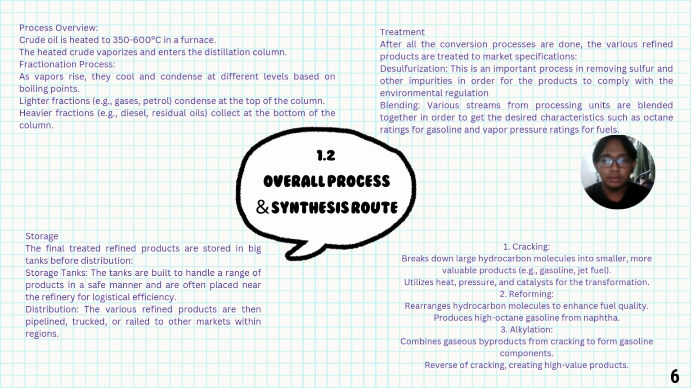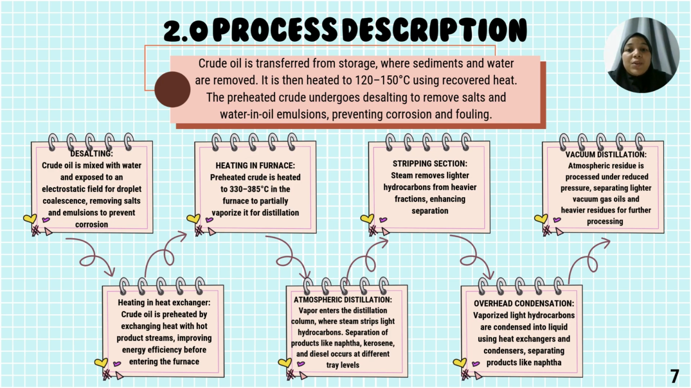After all of the treatment, the final stage is storage. In the final stage, the treated refined products are stored in big tanks before distribution. The storage tanks are built to handle a range of products in a safe manner and are often placed near the refinery for logistical efficiency. Next is distribution. The various refined products are then piped, trucked, or railed to other markets within the region.